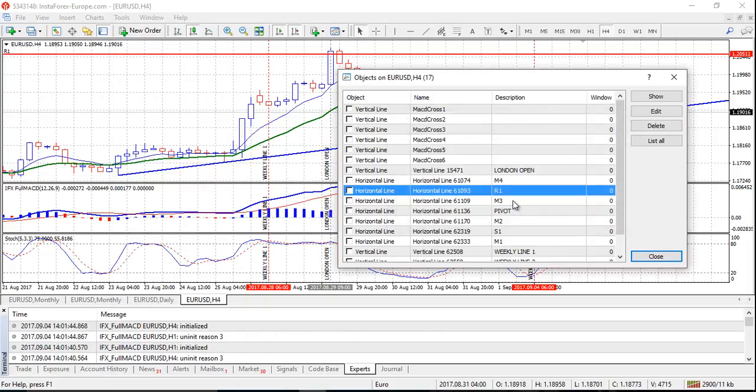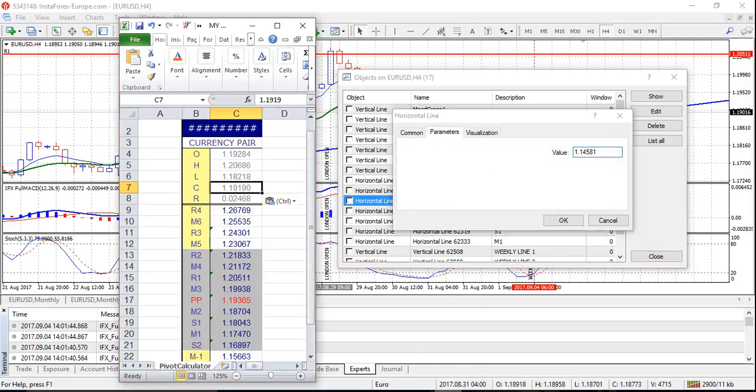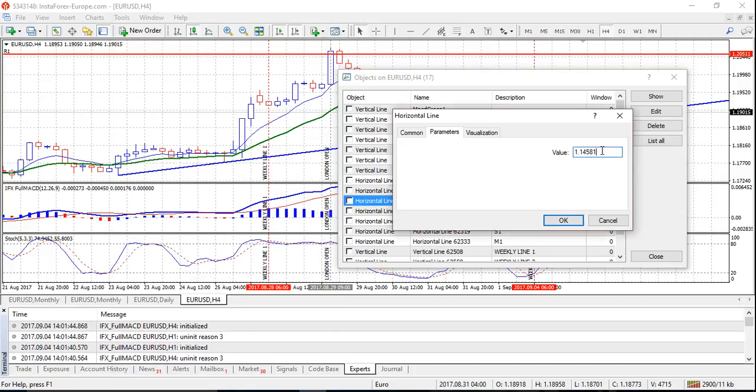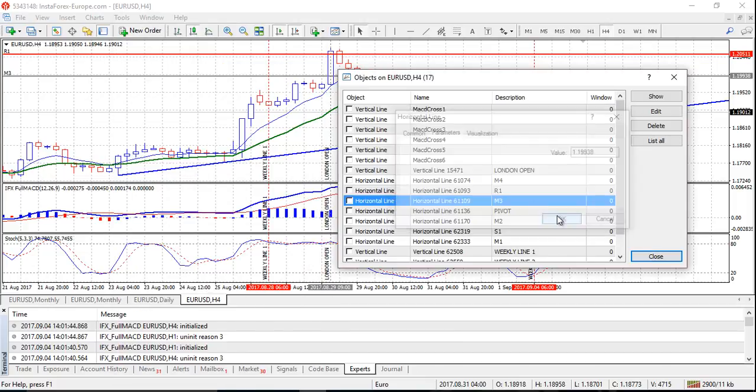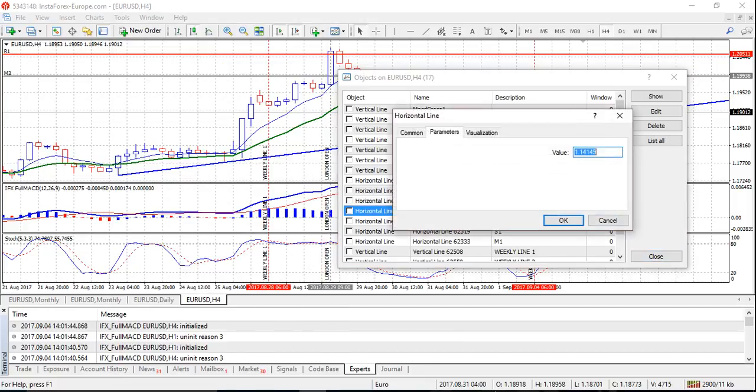The next one will be M3. This is M3 here, 19938. So I went out here, 19938. That's it. 19938. The next one is the central pivot point.